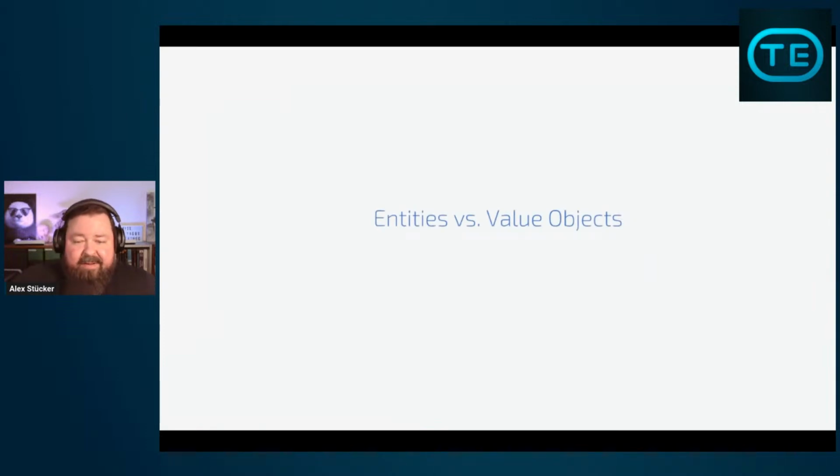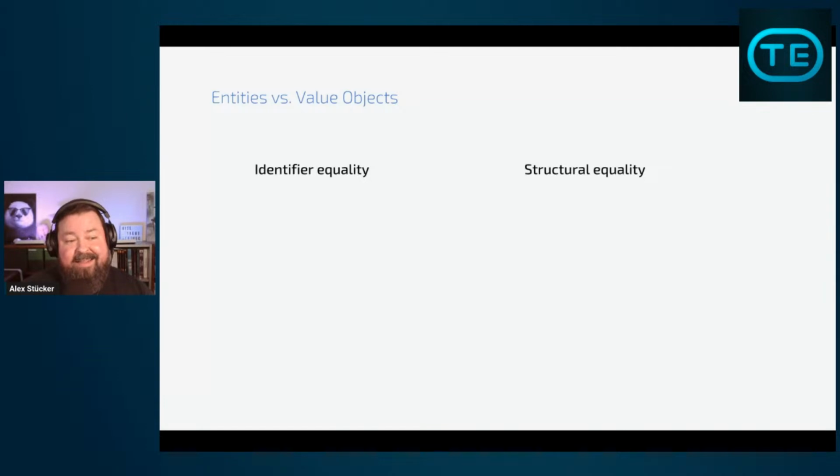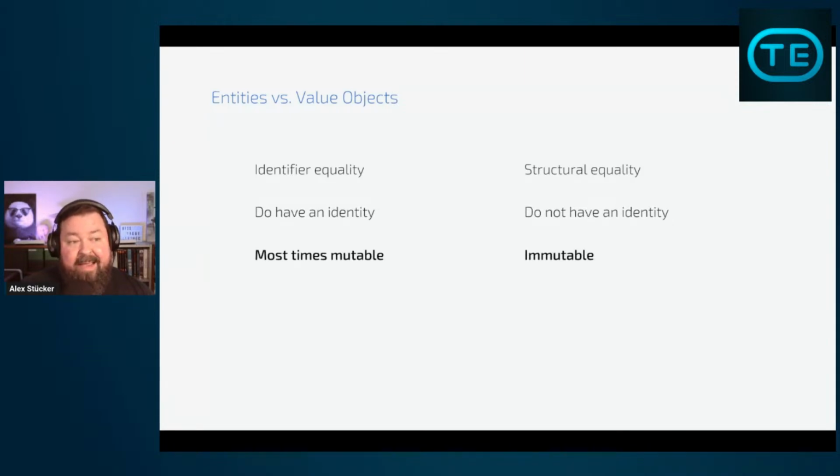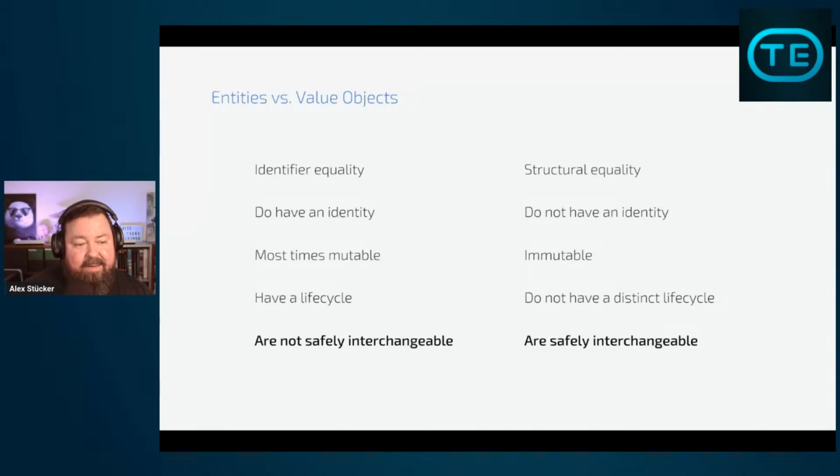Now, let's recap and see what are the major differences between entities and value objects. Again, one of the first differences is entities have identifier equality, value objects have structural equality. Then entities have an identity, value objects don't have any identity. Entities are most times mutable because they can change over time, and value objects are always immutable. Entities have a life cycle, value objects do not have a distinct life cycle. And entities are not safely interchangeable, whereas value objects are safely interchangeable.